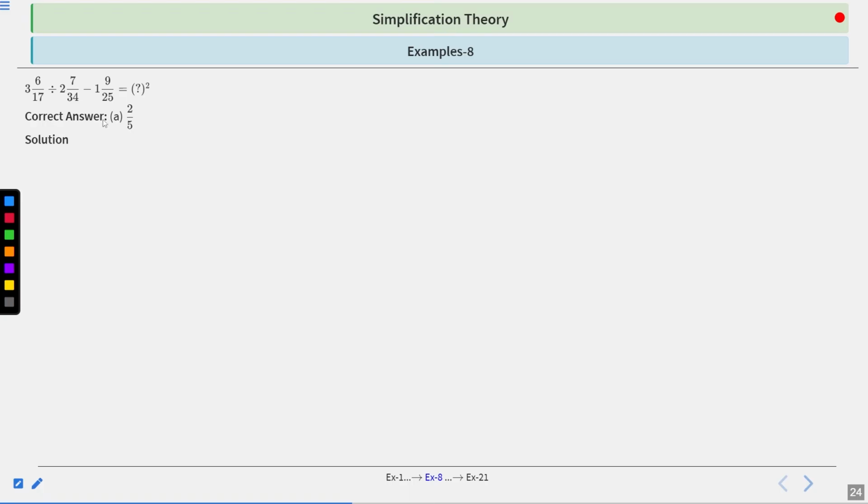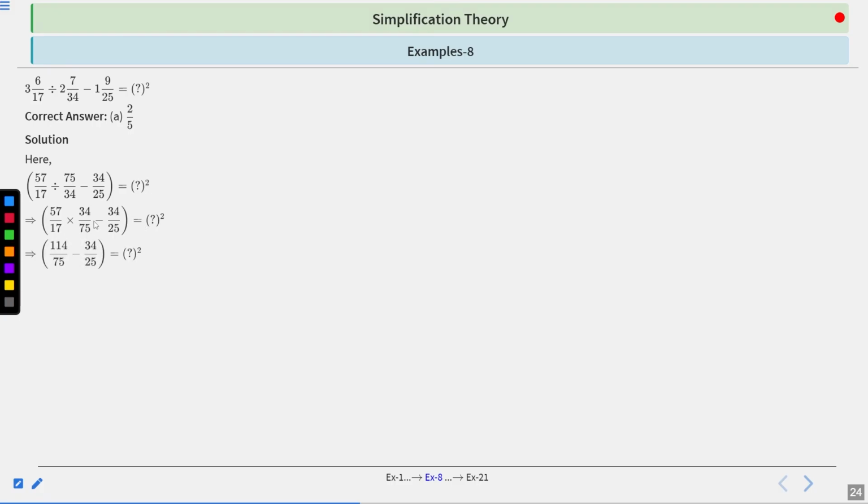Now see the solution. So the question says that when we convert this mixed fraction into fraction form or rational form, we can write it as 17 into 3 plus 6, which becomes 57 upon 17, divided by 34 into 2 plus 7, which becomes 75 upon 34, minus 25 into 1, which is 25, plus 9, which becomes 34 upon 25 equals question mark square. So we can write it 57 upon 17 multiplying by 34 upon 75 minus 34 upon 25, which is equal to question mark square.